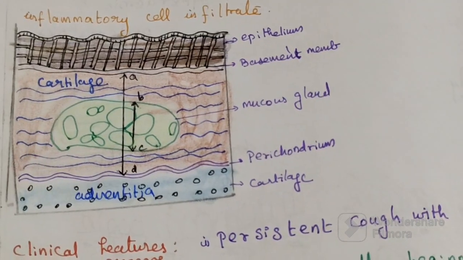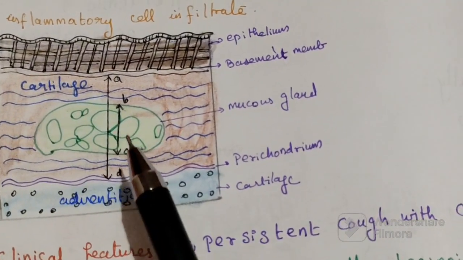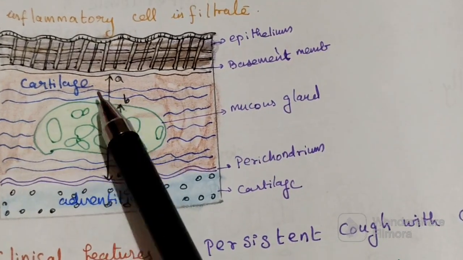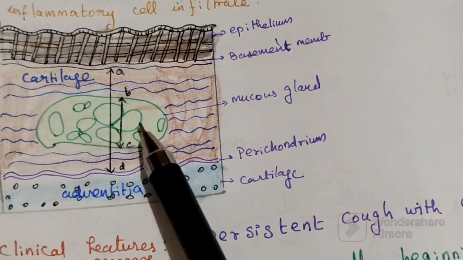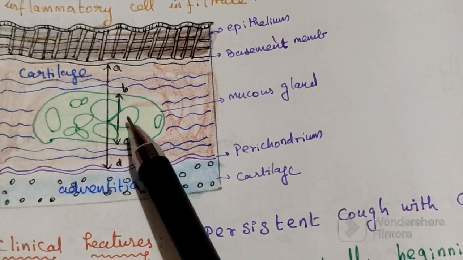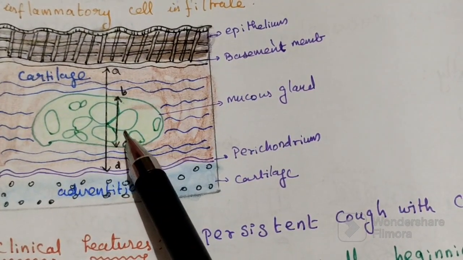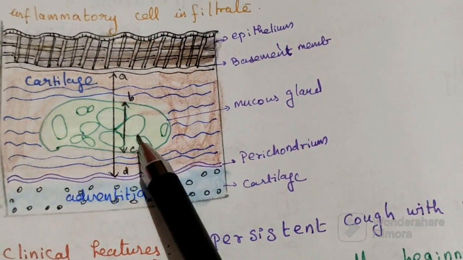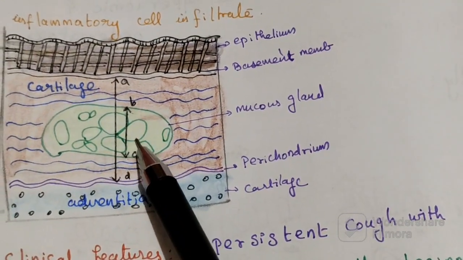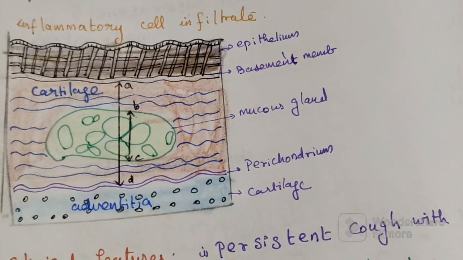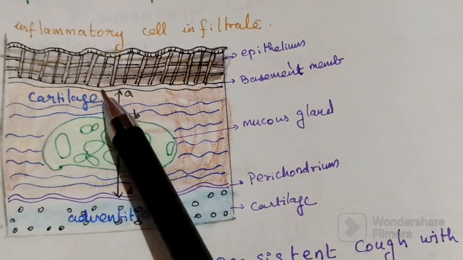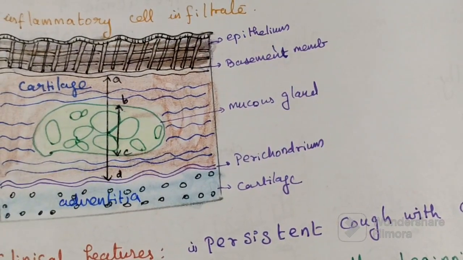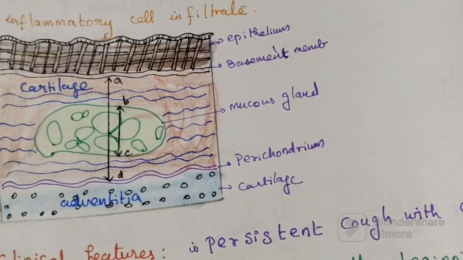In the Reid index diagram, this is the submucosa area where the glands are present. This is the total thickness of the submucosa, and this is the thickness where glands are present. This one is the submucosa, this is the total thickness.